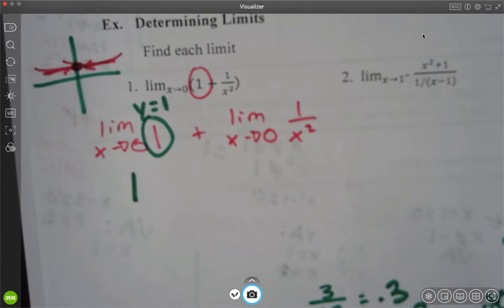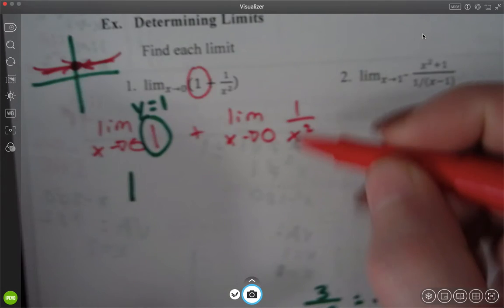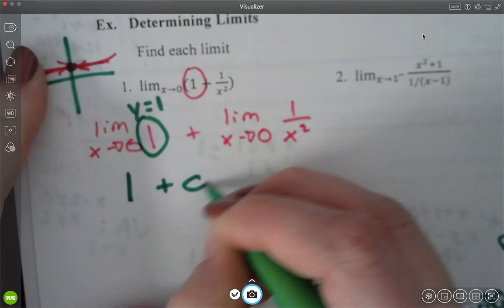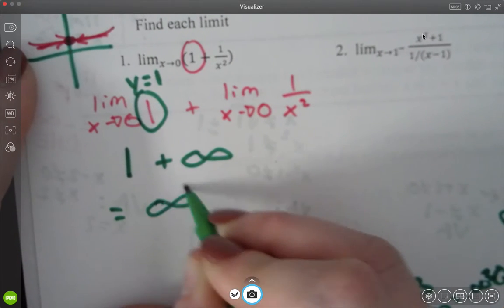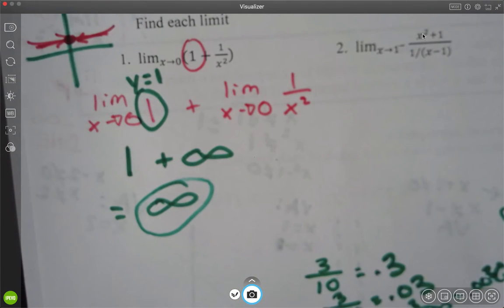Okay, what's the limit as x goes to 0 of 1 over x squared? Infinity. So what's the overall limit? Infinity. It doesn't matter that that 1 is there because 1 plus infinity is still a really big number. Does that make sense? Okay. Second one.